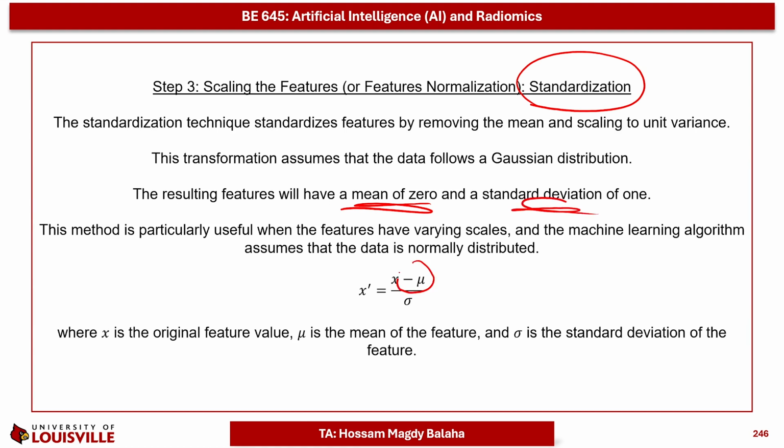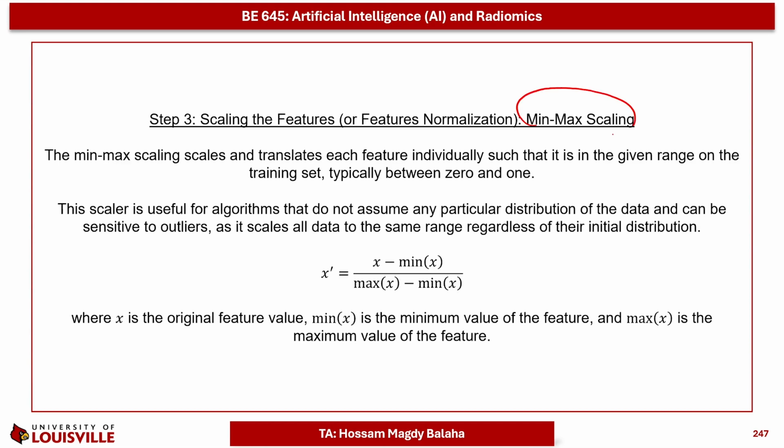Simply subtract the mean, which is the mean value of the feature, and divide by the standard deviation of the feature. The second method is called min-max scaling, and here we are translating each feature individually, such that the given range of that vector is between 0 and 1. Here we don't assume any particular distribution of the data, but it may be sensitive to outliers, as it scales the data to the same range regardless of their initial distribution.